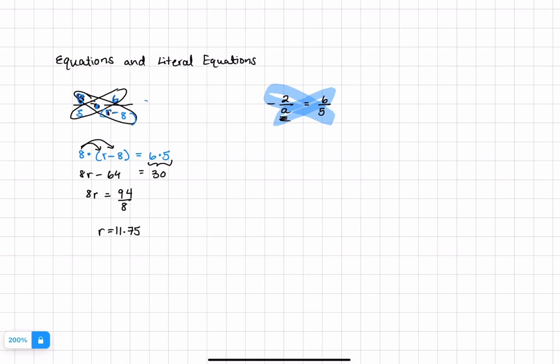So negative 2 times 5, this times this, gives us 6 times a. So negative 2 times 5 is negative 10 equals 6a. When you divide both sides by 6, you're going to get negative 5 over 3 equals a. So you're just simplifying this, and this would be our final answer.